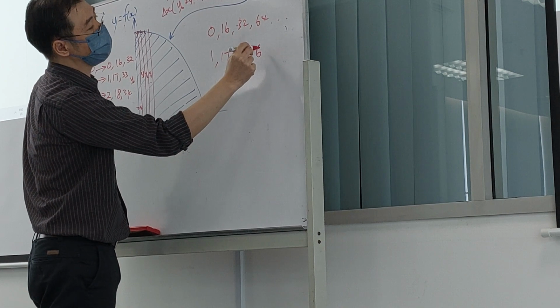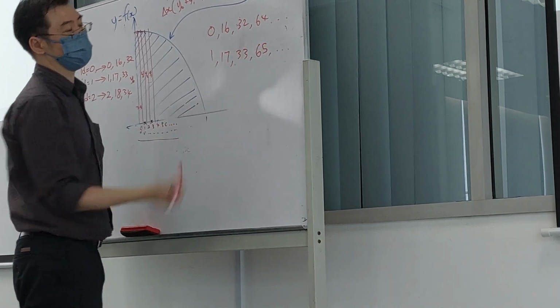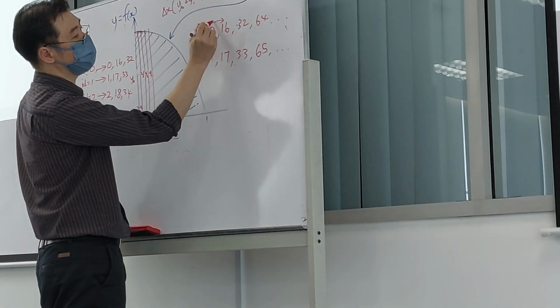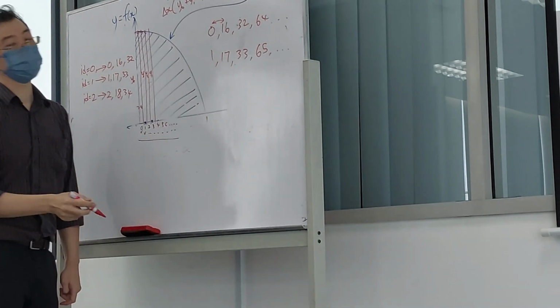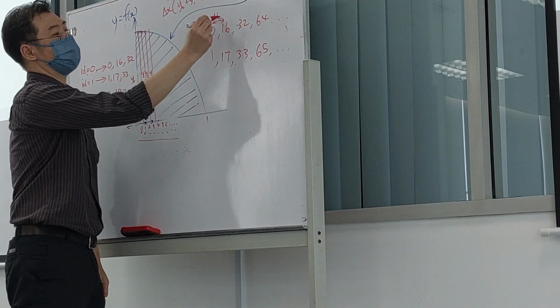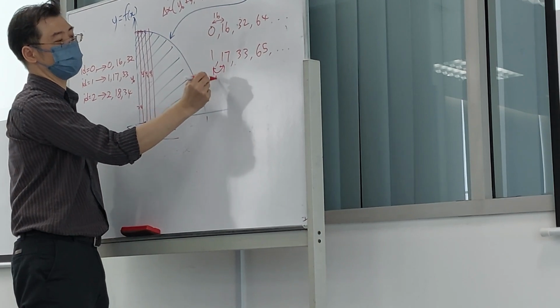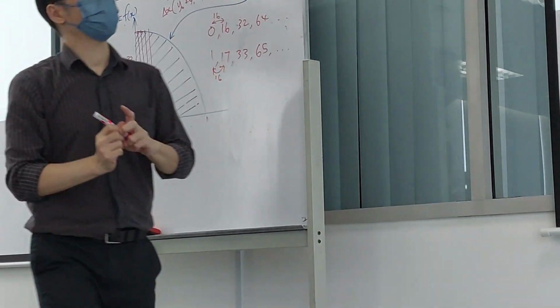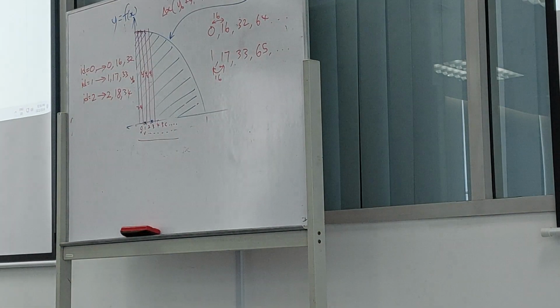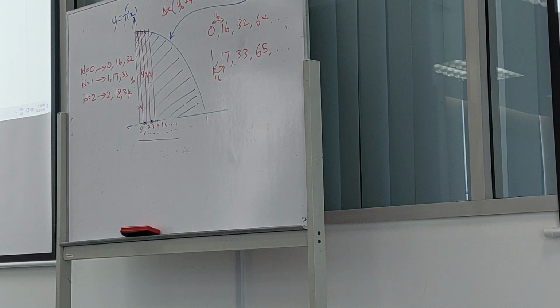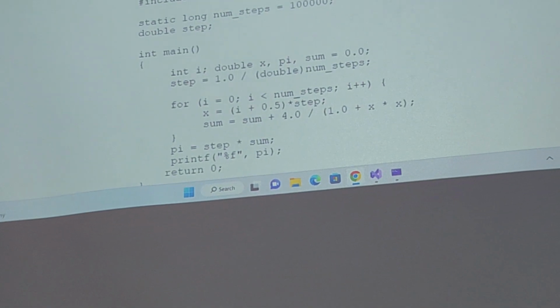33, 65, and so on and so forth. Okay, but then what is the interval here, the difference? 16. How about the difference here? Also 16. So you know how much to increment here, right? It's always the same for all the threads. Okay, don't change this because we still want to solve the whole thing, right? We still have to solve the whole thing.